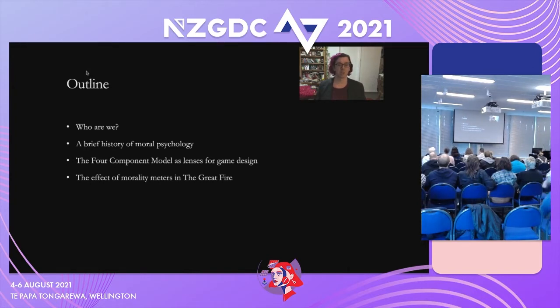From this, I'll go on to present 4 lenses for thinking about the design of ethical decisions in games based on this theory. I'll illustrate each lens with examples from existing games. Finally, I'll conclude with some interesting results from a recent experiment we've been conducting where we've looked at how morality meters affect players' decision making.